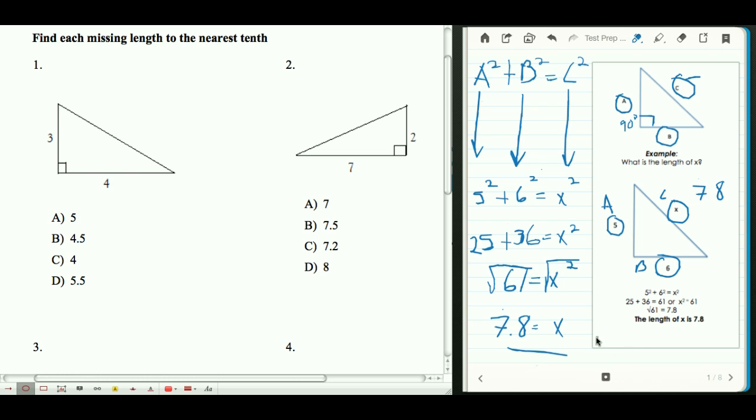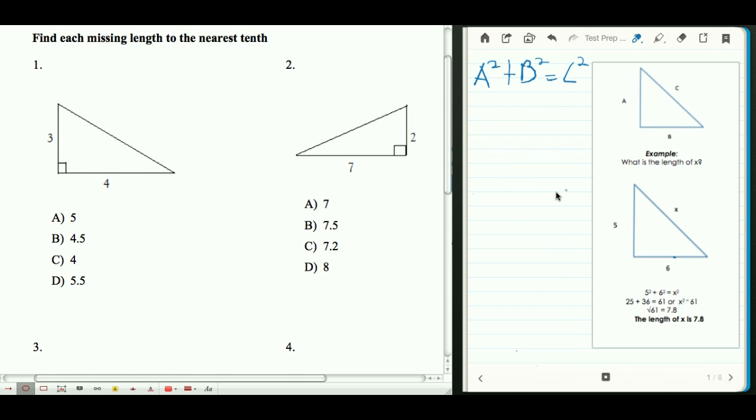Okay, let's clear this out, and then we'll start working through some of these other problems that you see on the worksheet. Okay, looking at number 1, side A is going to be 3, and that's going to be squared. Then we're going to add side B is going to be 4, and that's also going to be squared. And then we're trying to figure out the longest side, or side C, and we don't know what that is.